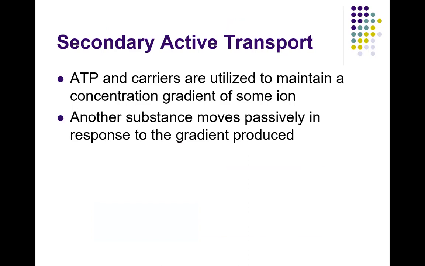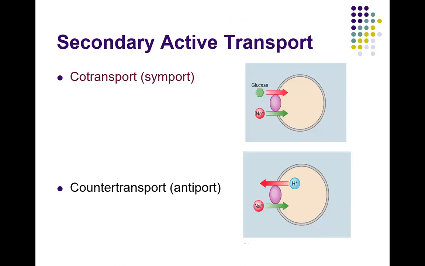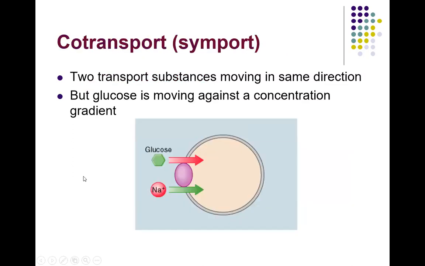All right, so when we look at secondary active transport, that is the same thing again, so we won't say that again. When we look at secondary active transport, we have 2 different types. We have cotransport, which is also called symport, and we have countertransport, which is also called antiport. So we're going to look at both of those. So co is together, counter is against. So when we look at cotransport or symport, that means that you're basically transporting 2 substances in the same direction.